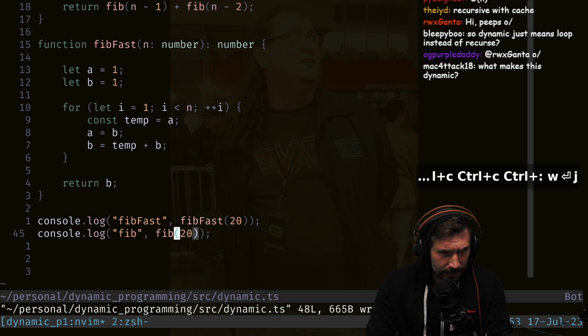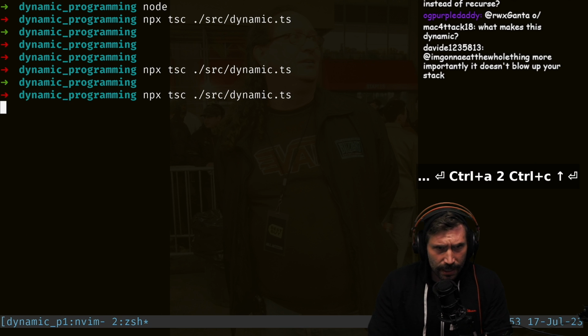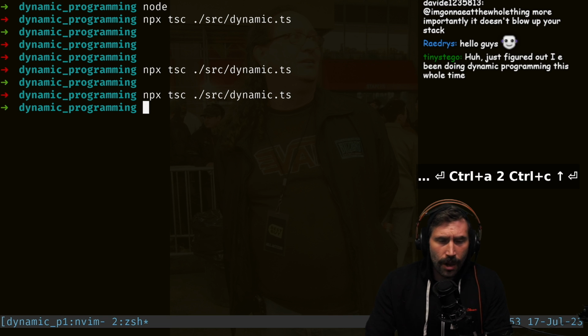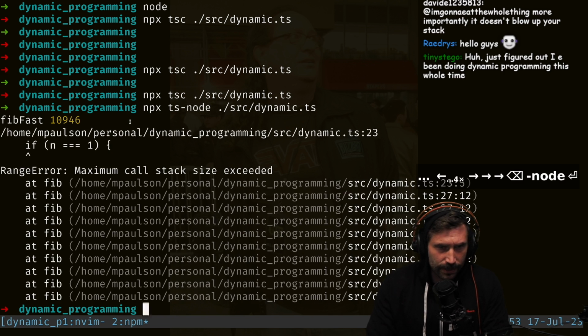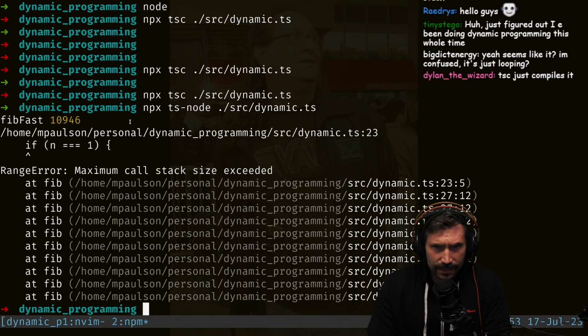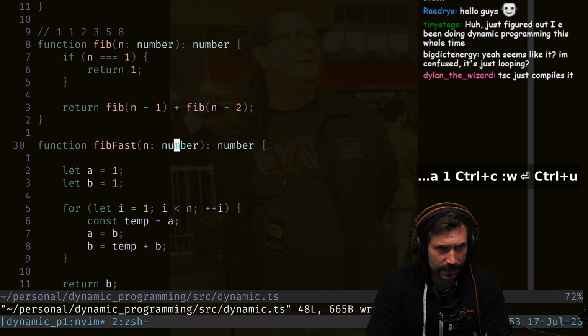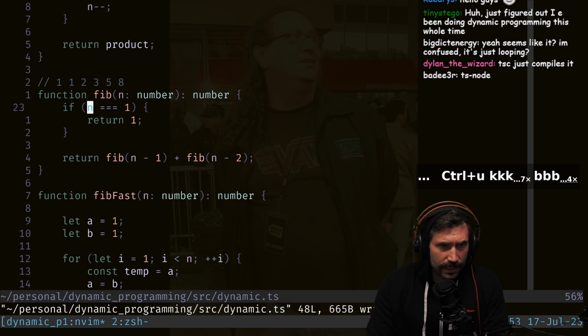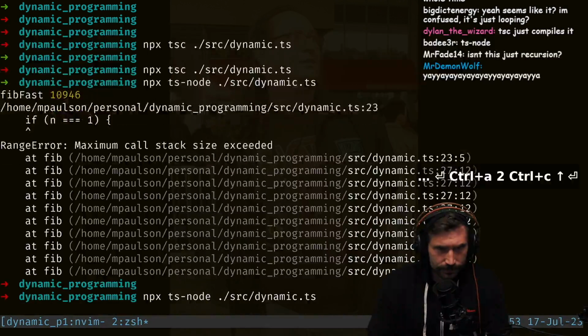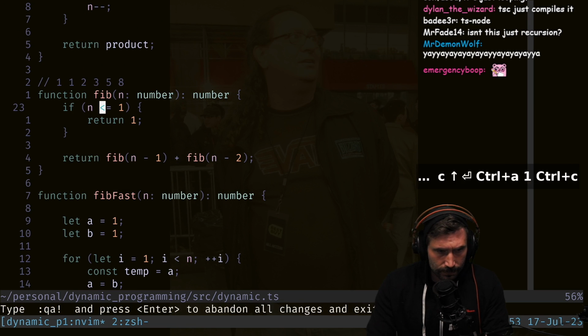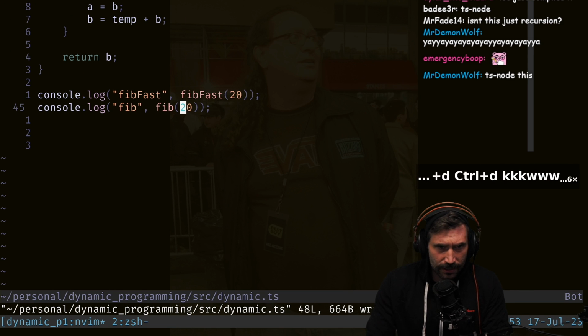Okay, apparently I didn't get the console log. Did we miss the console log? Are we missing it? Oh, I'm doing TSC. That's totally the wrong one. We got to go TS node. That's the one I wanted to do, right? Call stack exceeded. What happened if 1 equals 1? Wait, which one is this one? If 1 equals 1, if 1 is less than or equal to 1. All right. Well, let's try making this thing larger.